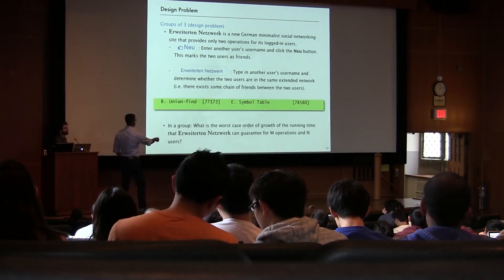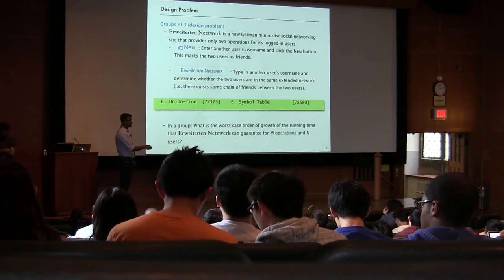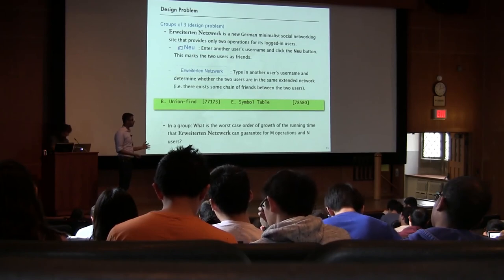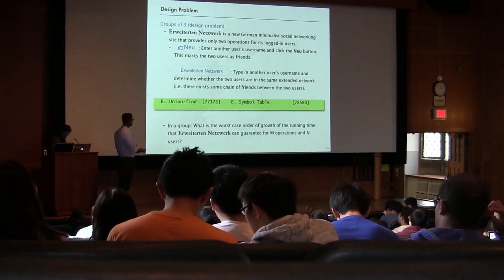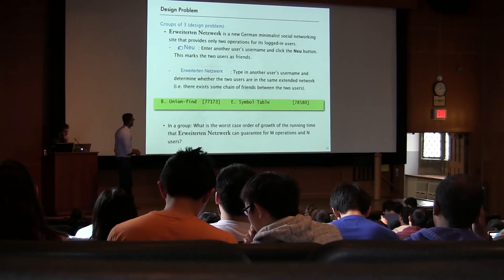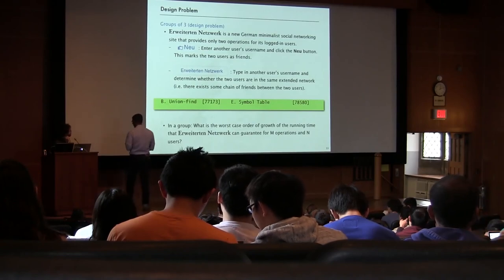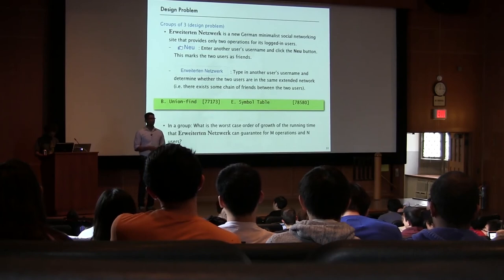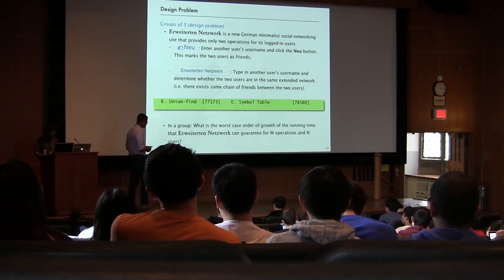All right, let's think about this. You've got n users, m operations. We're not saying if n is bigger than m or the other way around, it can be anything, right? So what is the worst case running time? Think about it for a minute. Right, it's an extremely slowly growing function.